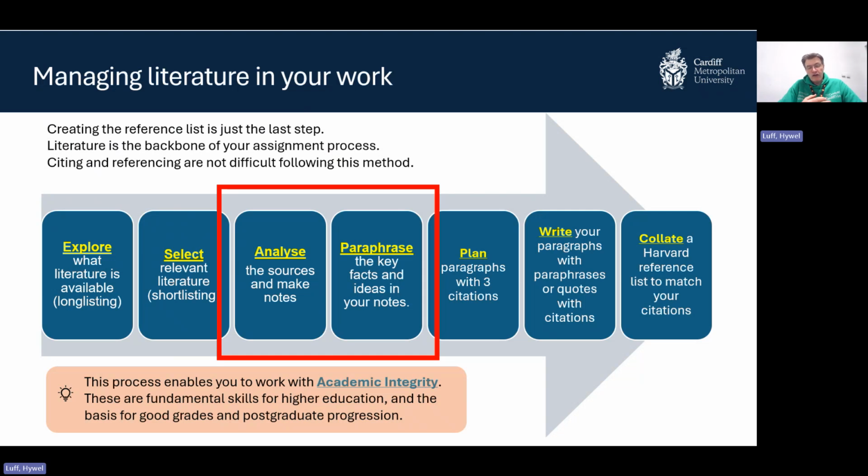So across the whole of the resources that we provide and what we teach in our sessions in the programs, we will look at each stage of this: exploring, selecting the relevant literature, thinking about analysis, paraphrasing, which is what we're going to think about today. We're going to look a little bit into planning your paragraphs as well today. And then the writing is easier and it's more effective.